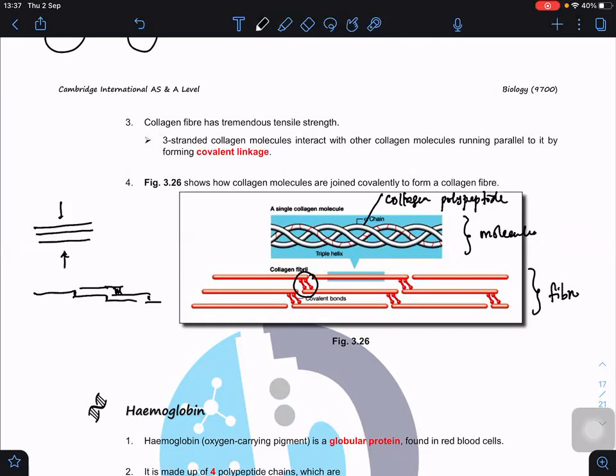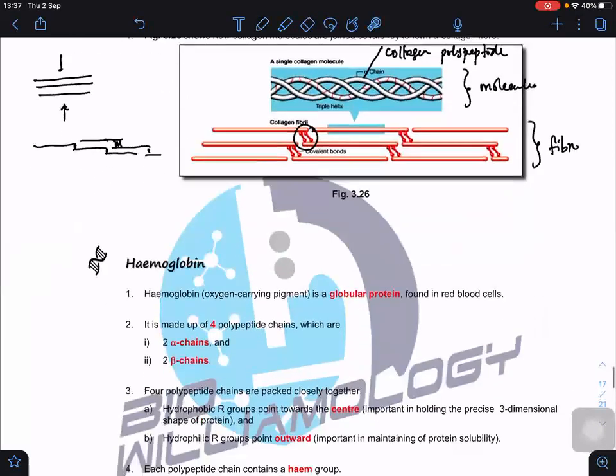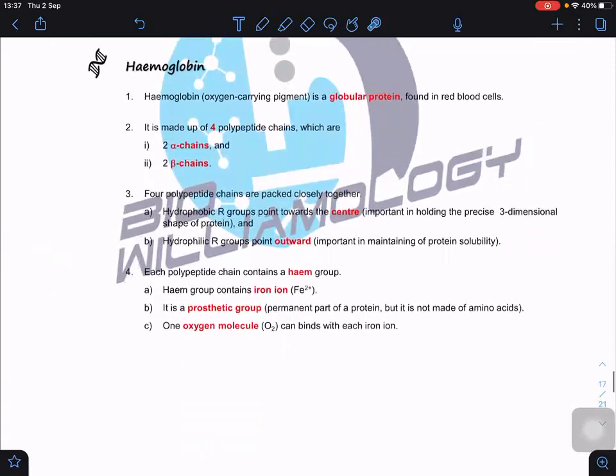So 3 collagen polypeptides join together by hydrogen bonds, and then polypeptide molecules join with other polypeptide molecules to form fibers by using covalent bonds. Okay, so the next protein that we are going to look at is hemoglobin. We learned it already.